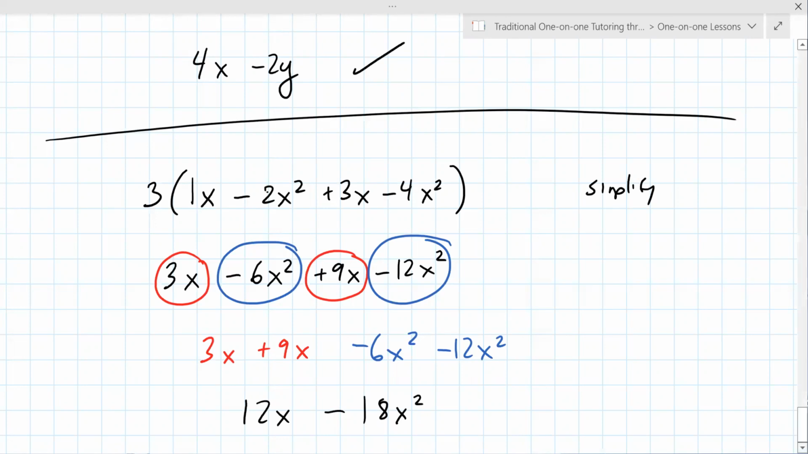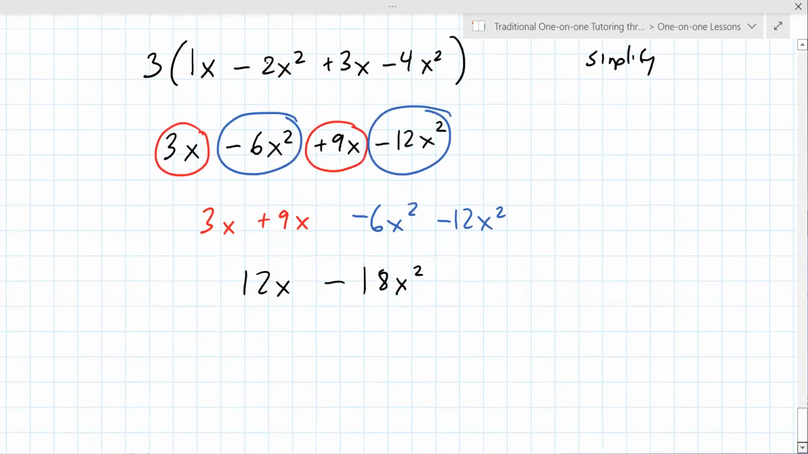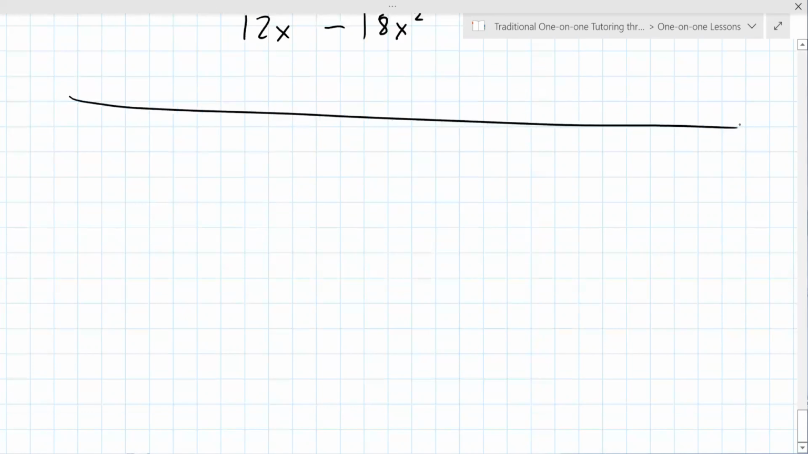Now this was probably more difficult than what you'll see on your test. Let me get back to one that'll be on there. Let's say it's -5 times 3x minus 4y plus x. Could you simplify that for me, please?